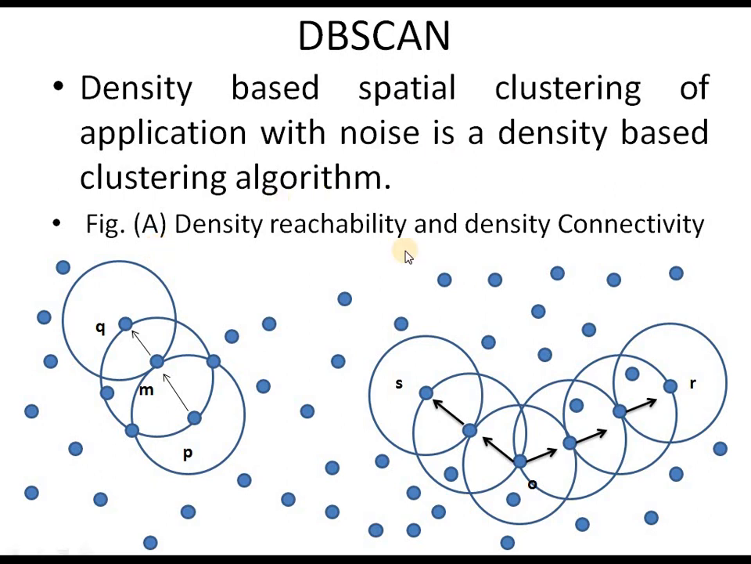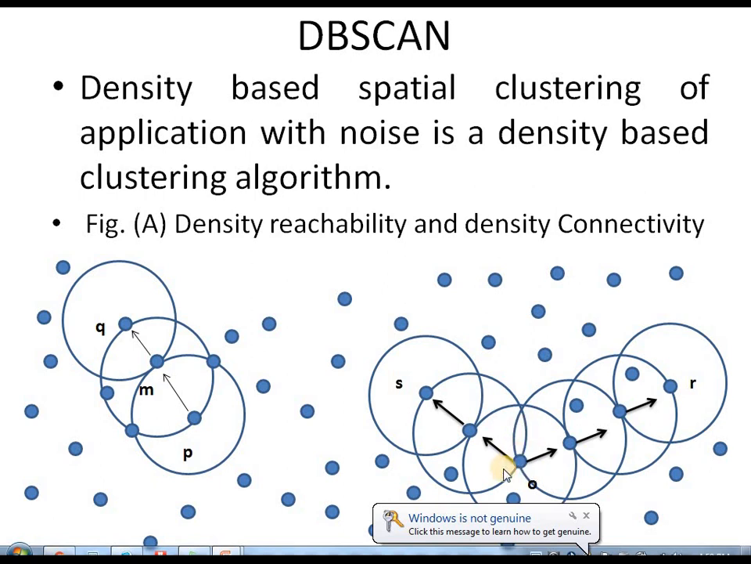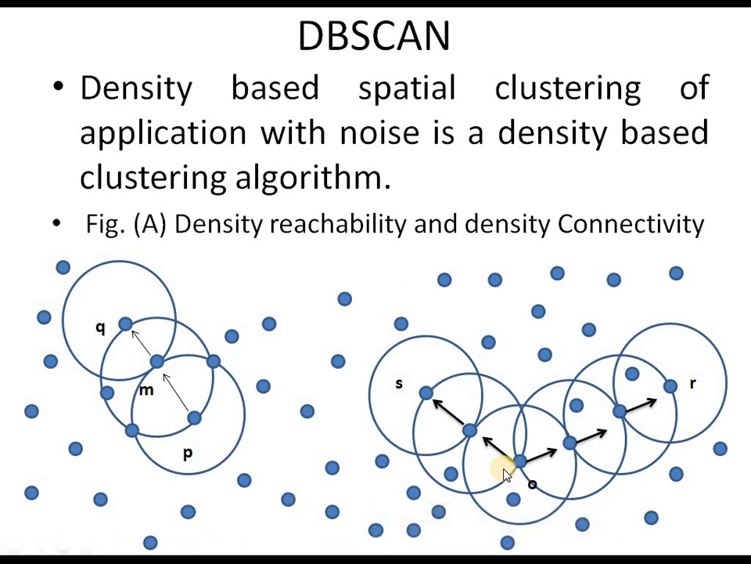Similarly, R and S are density reachable from O, and O is density reachable from R. O, R and S are all density connected. A density based cluster is a set of density connected objects that is maximal with respect to density reachability. Every object not contained in any cluster is considered to be noise.